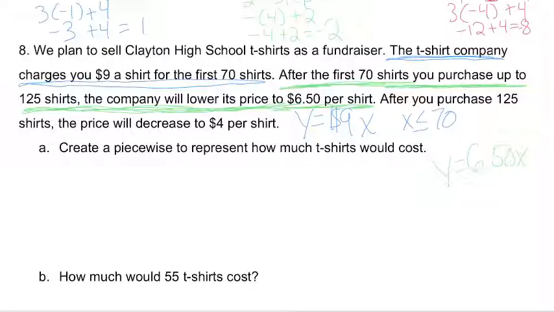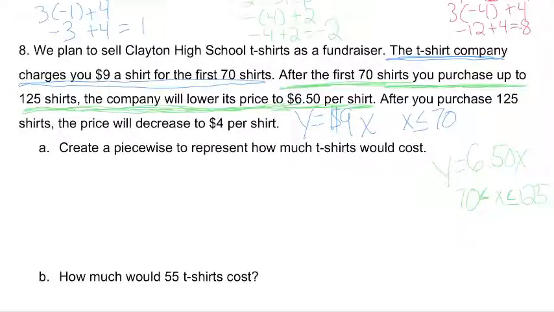And that is going from 70 shirts to 125. So our x has to be greater than 70, but also less than 125, and it's actually going to include 125. So I understand that it says purchase up to 125 shirts, but if you read the last sentence, it says after you purchase 125 shirts, the price will decrease to $4 per shirt.